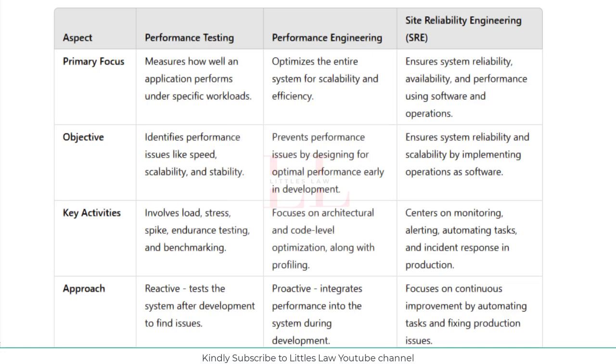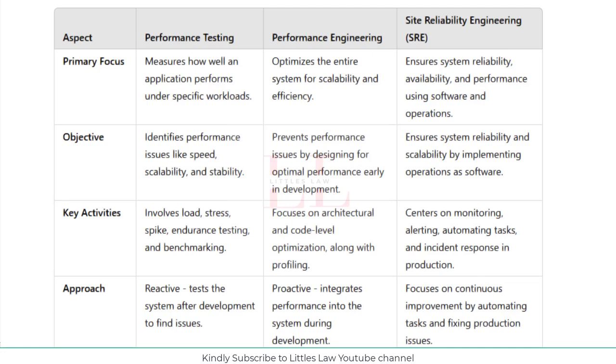And now we'll move on to the next part, which is the objective. Previously we discussed the primary focus, and now we are going to discuss the objective of all these three roles. Starting with the first one, the objective of the performance tester is to identify the performance issues such as the speed of the web application, the scalability of the application, and the stability of the application.